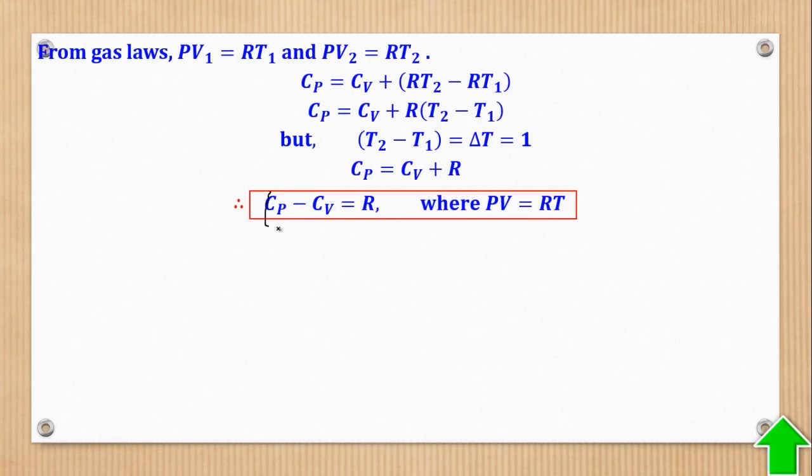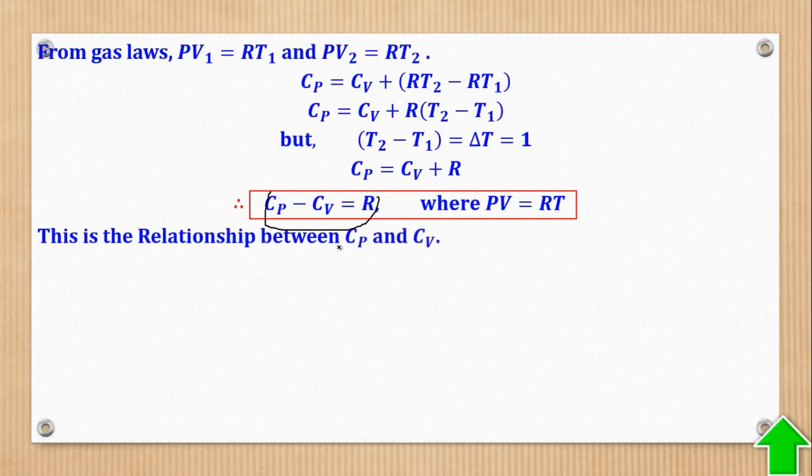So this formula is very vital. We are going to use it along the way. It is the relationship between Cp and Cv. So when they ask you to derive the relationship between Cp and Cv, you have to derive up to this part.